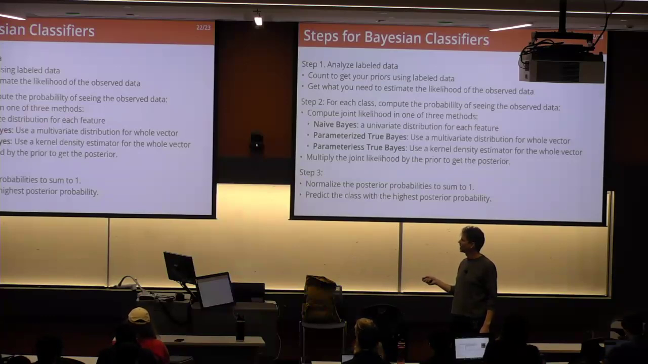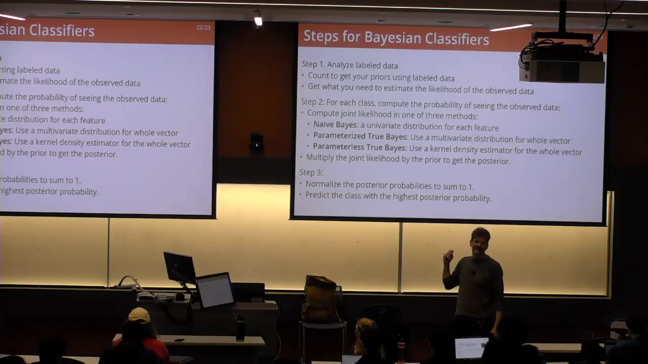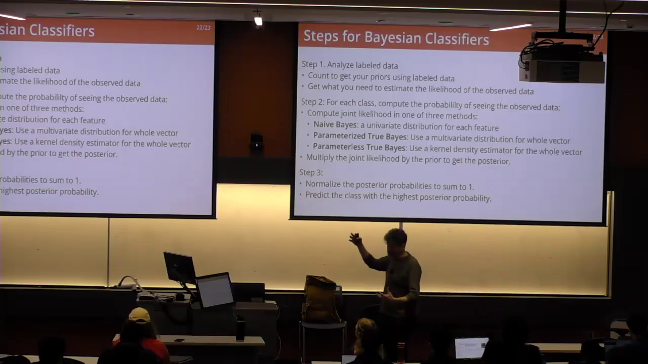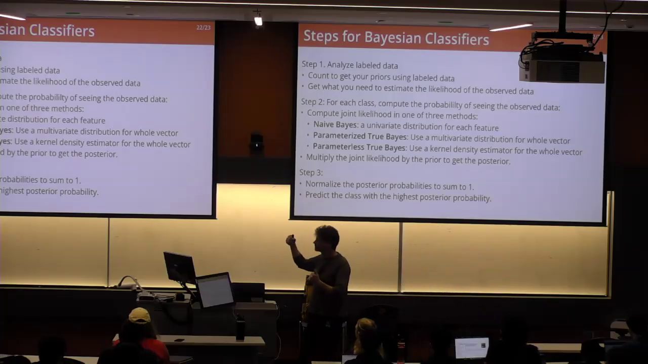And then if you want to do sort of parameterless true Bayes, you can use this kernel density estimator for the whole vector and use that instead. And then you can look up the likelihood of each of them, multiply it by the prior, and get the posterior, and then you normalize them, and that will be your classifier. So we can use these different properties together to update our beliefs, and we can use that to do classification. That's the punchline.